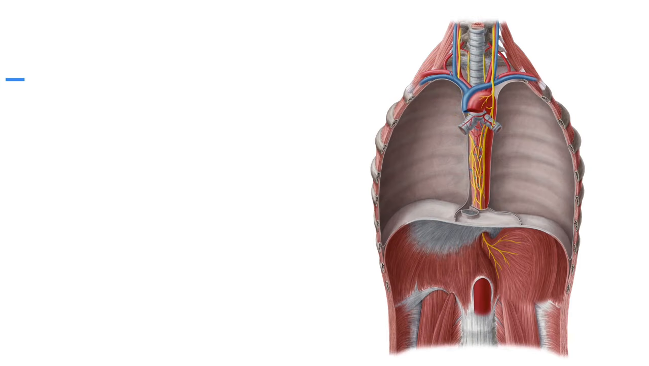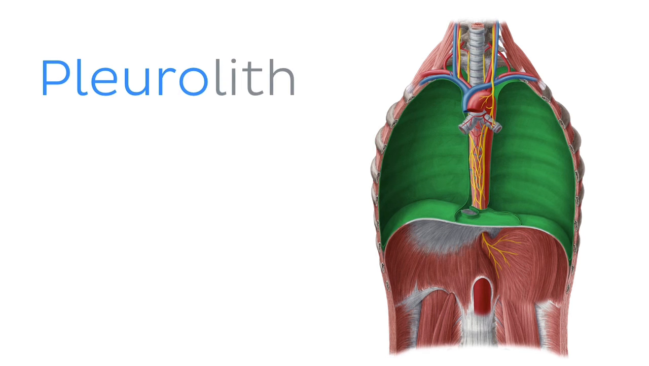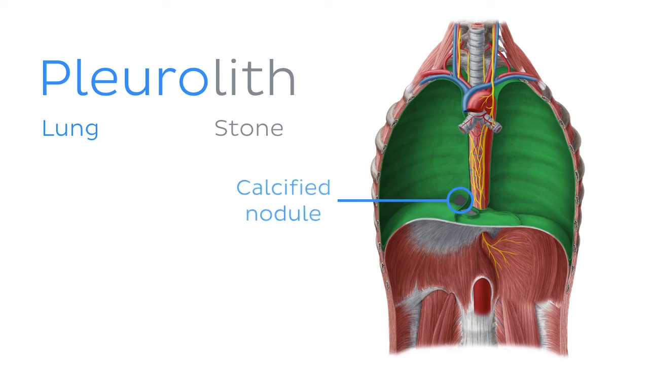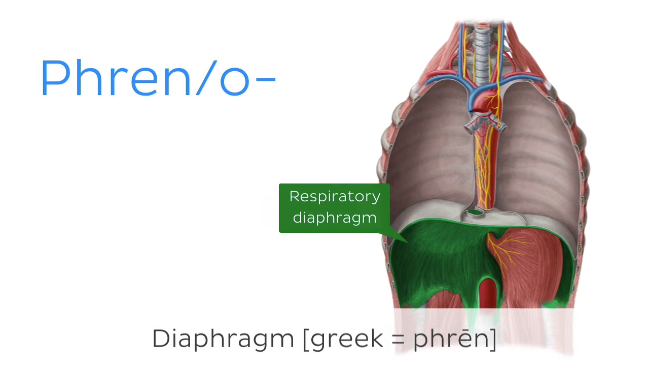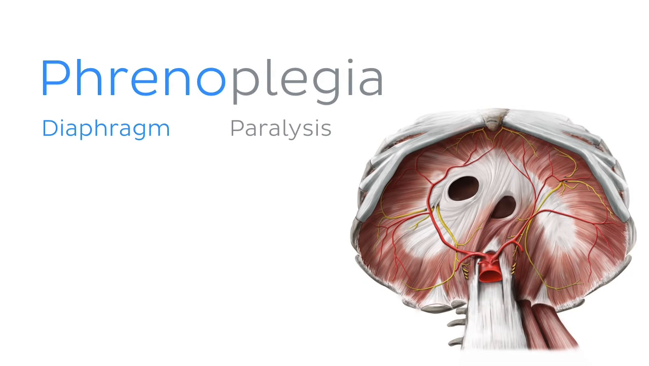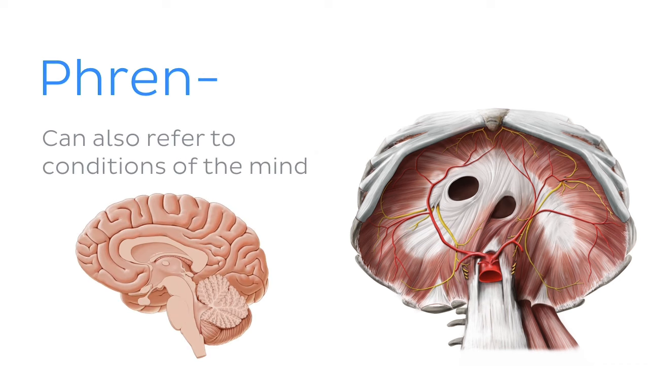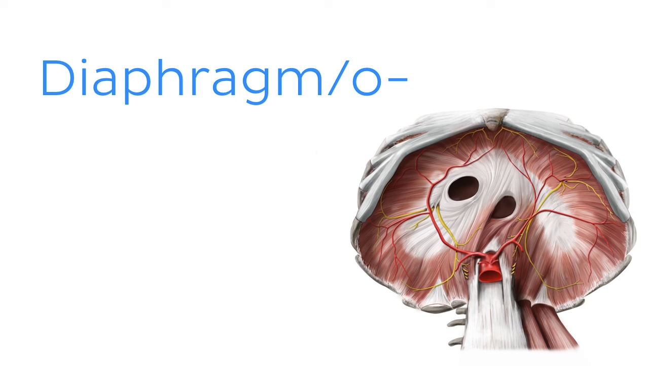Pleur or pleuro with the O at the end, of course, refers to the pleura covering the lungs. For instance, one can develop a pleurolith, or calcified nodule within the pleural cavity. And finally, terms related to the respiratory diaphragm often contain the root phren, or phreno with the O at the end, such as the phrenic nerve, or phrenoplegia. Phren can also refer to conditions of the mind. Of course, you'll also get the more obvious diaphragm or diaphragmo popping up, like in diaphragmatic, which means related to the diaphragm.